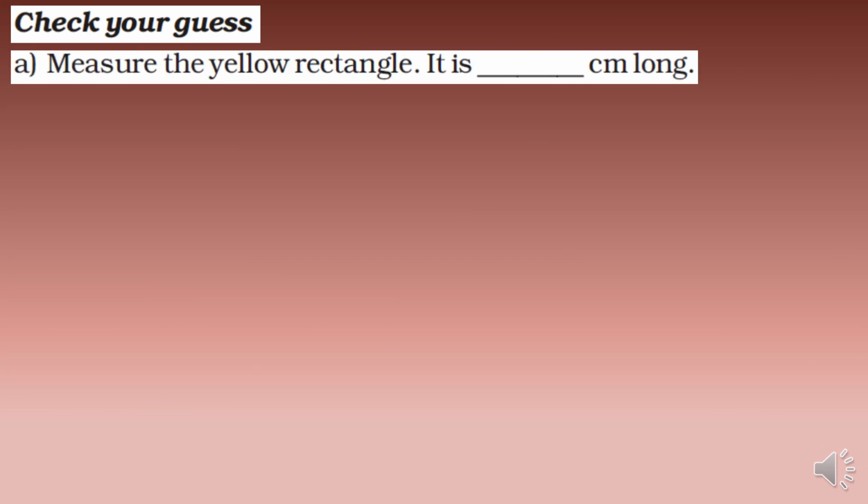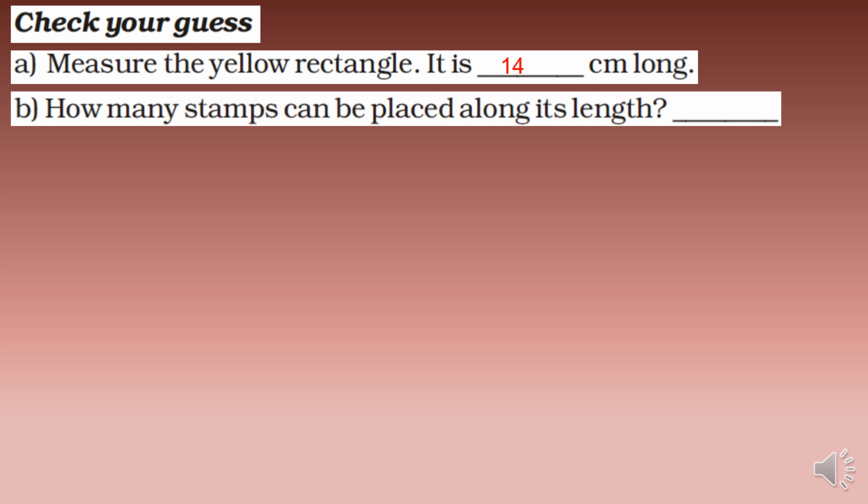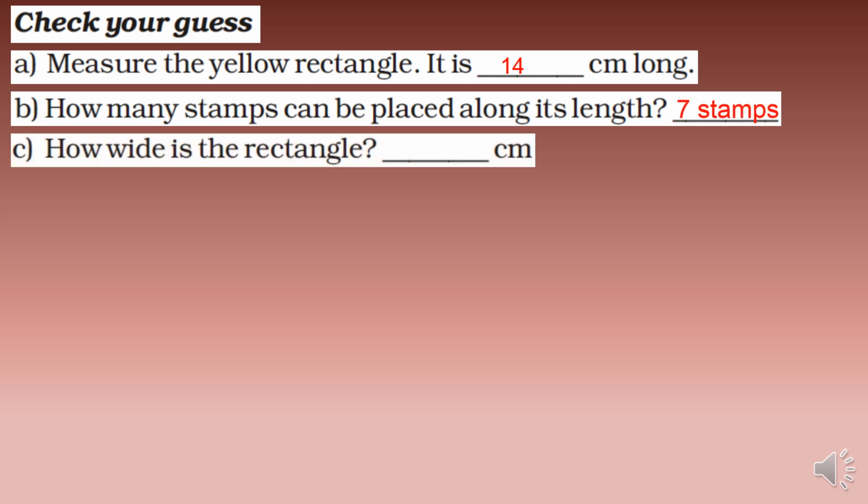Check your guess. Measure the yellow rectangle. How long is it? If you use your scale, you will find out that it is 14 centimeter long. How many stamps can be placed along its length? We have seen that there are a total of 7 stamps we can place along its length.